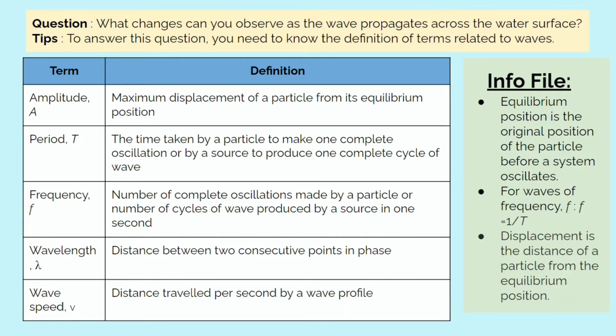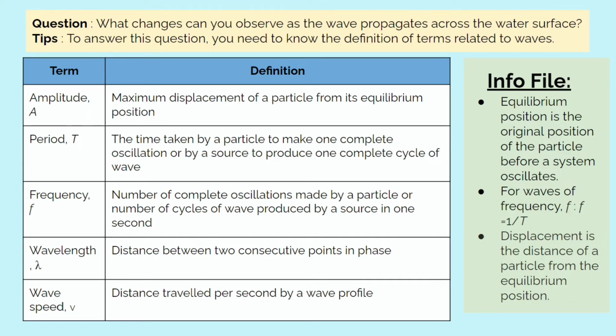The table shows the term and its definition. Amplitude is the maximum displacement of a particle from its equilibrium position. Period is the time taken by a particle to make one complete oscillation or by a source to produce one complete cycle of wave. Frequency is the number of complete oscillations made by a particle or number of cycles of wave produced by a source in 1 second. Wavelength is the distance between two consecutive points in phase. Wave speed is the distance traveled per second by a wave profile.